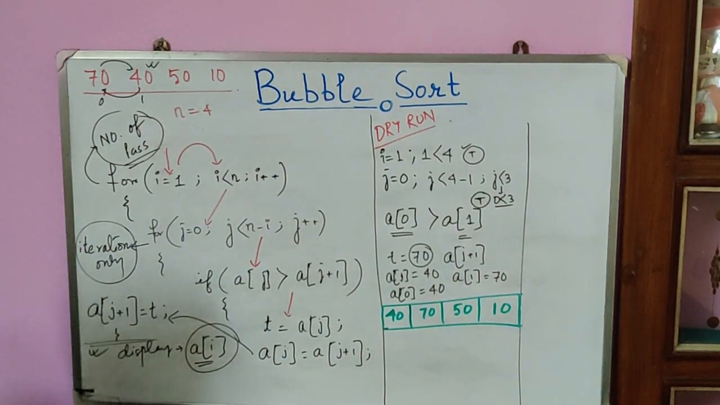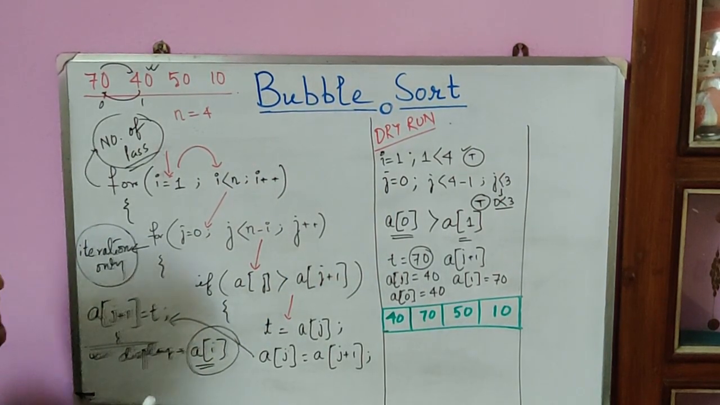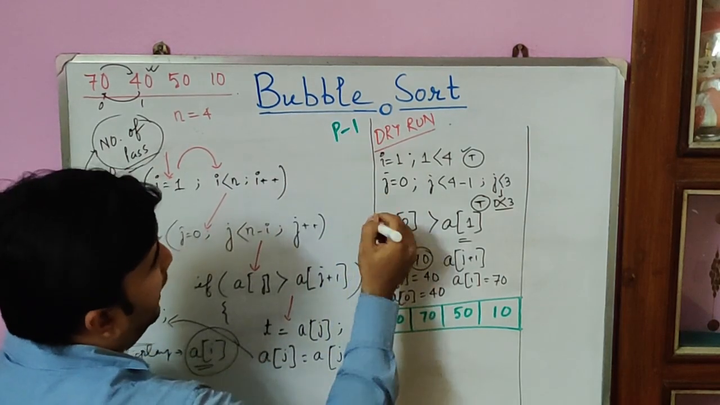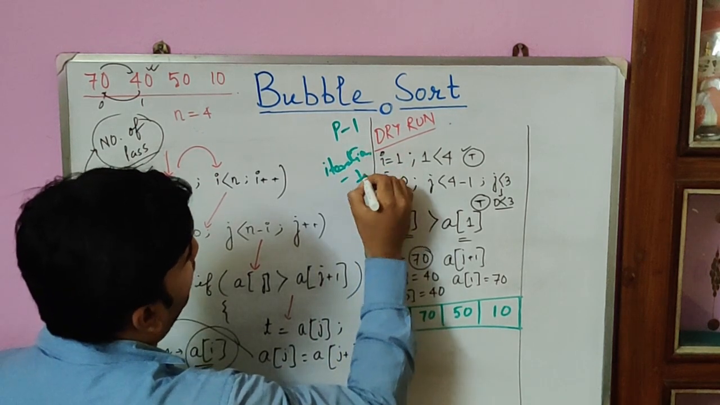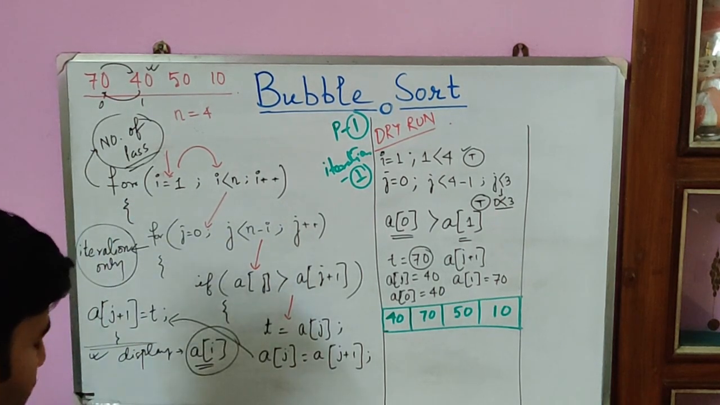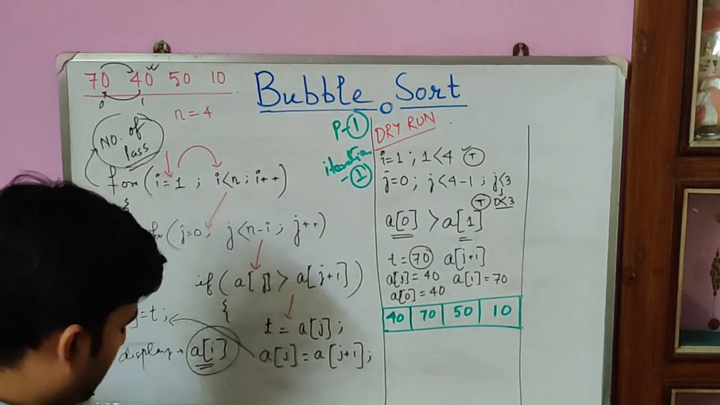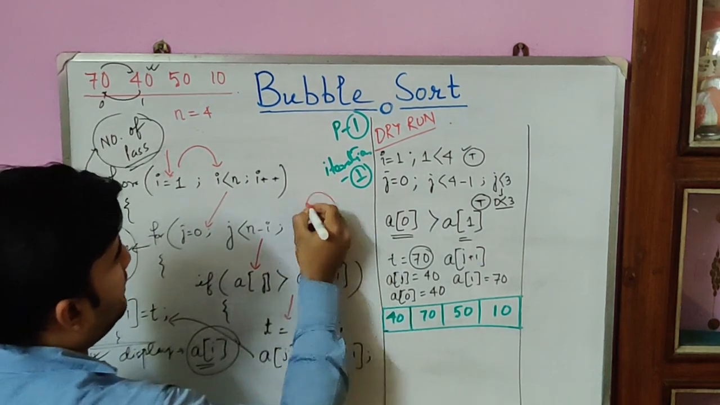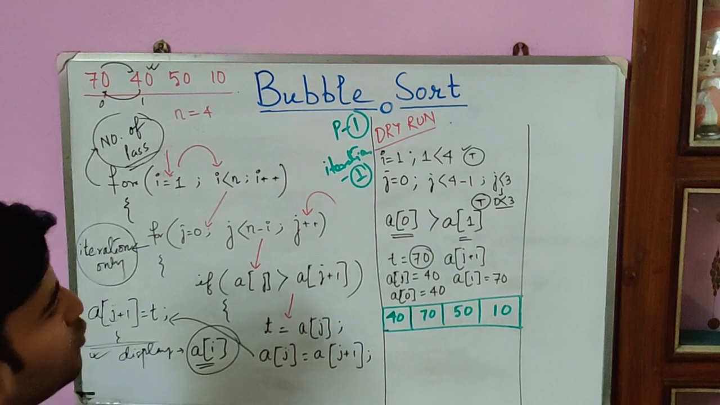After the first iteration, because this is only the first iteration of pass 1. So that means this is pass 1 and iteration number 1. I hope the first iteration is clear right now. Okay, so go for the next one. After this one, j value will be incremented by how much? It will be incremented by 1.